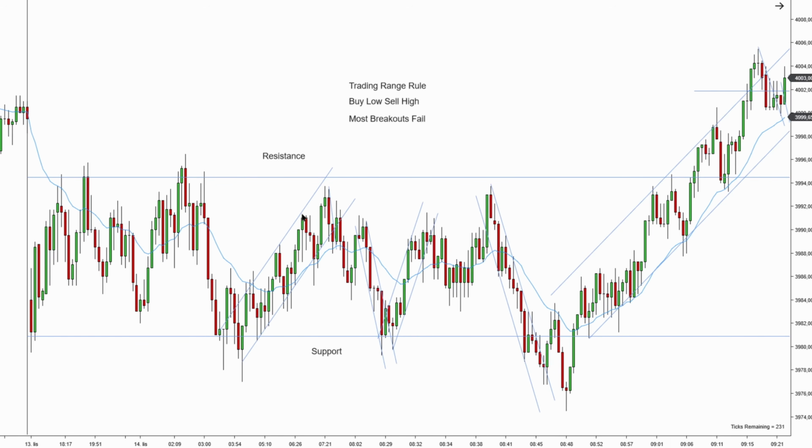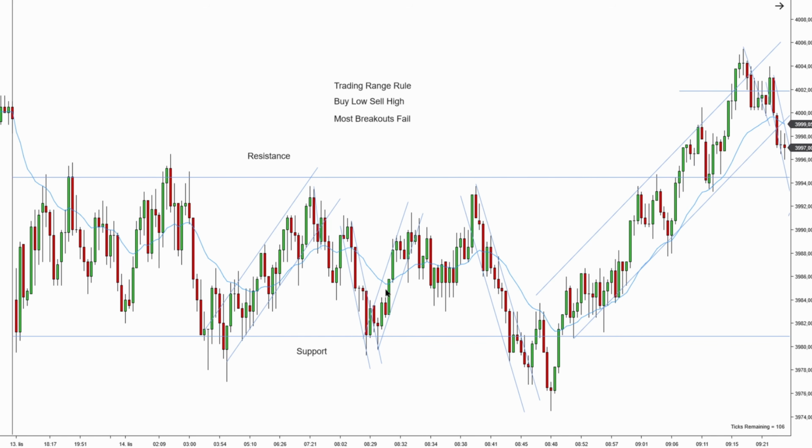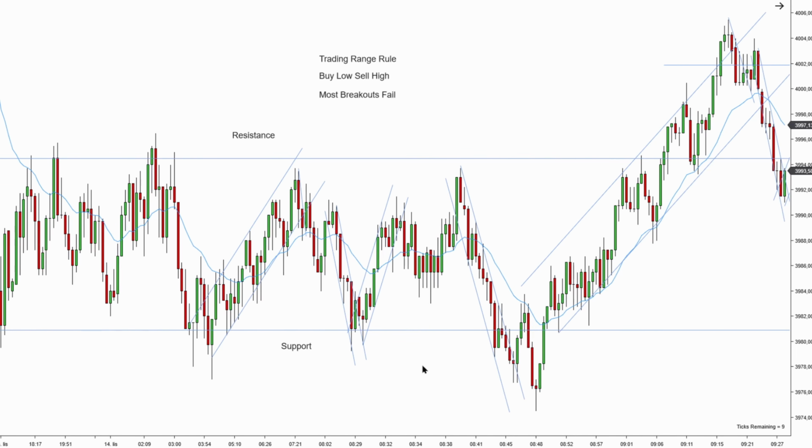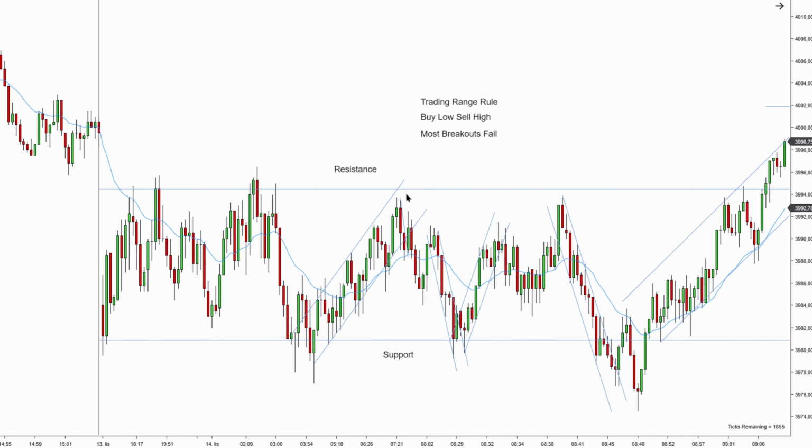Now there are a couple of rules that we need to follow while we're trading trend ranges. Number one, we generally want to buy low, sell high, and two, most breakouts will fail. And you can see we have the support here, which is an important key level, which we always have to identify if you want to follow the rules in trend ranges correctly. And here we have the high of the day resistance. You can see how nicely prices are oscillating between these key levels.